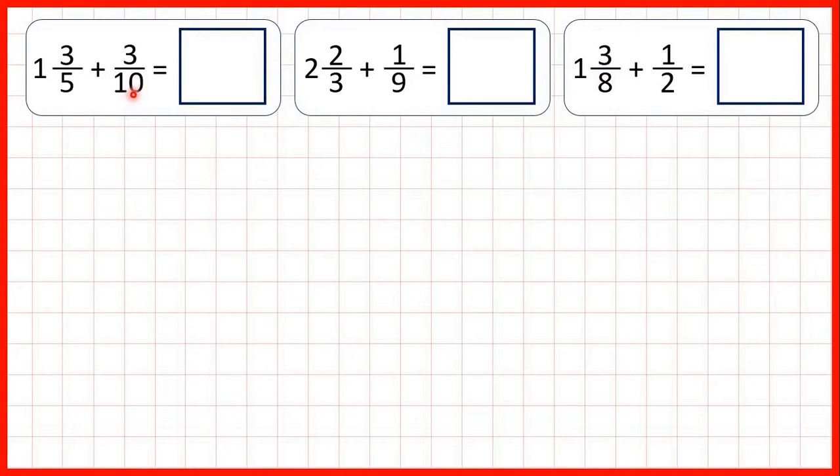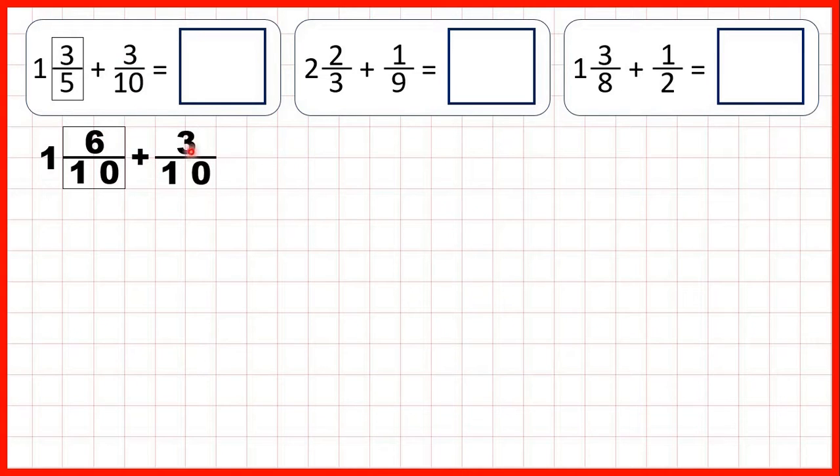Now we're adding a fraction to a mixed number. So first we have 1 3/5, and we need to add 3/10. But to add fractions, we need the denominators to be the same. So we need to find a fraction equivalent to 3/5, which has a denominator of 10. So instead of 1 3/5, we can write 1 6/10. That's equivalent to 3/5 because we use multiplication to find equivalent fractions, and 5 times 2 is 10. What we do to the denominator, we do to the numerator as well, and 3 times 2 is 6.